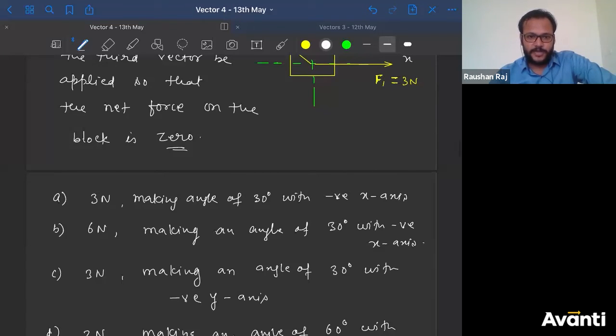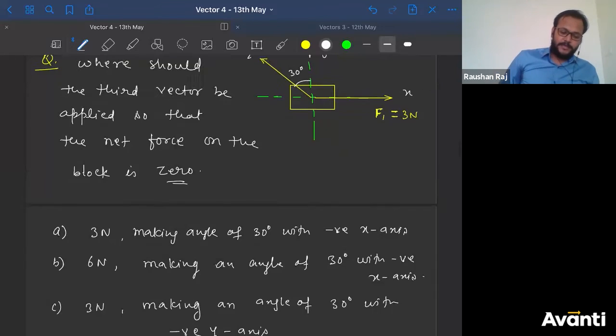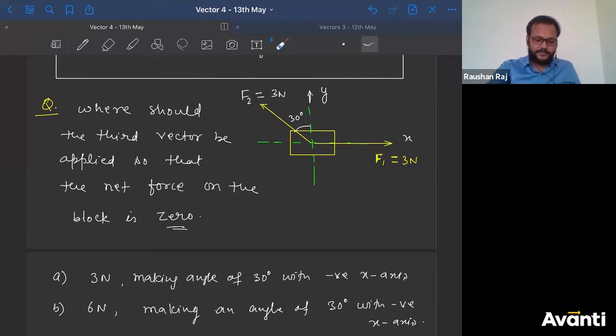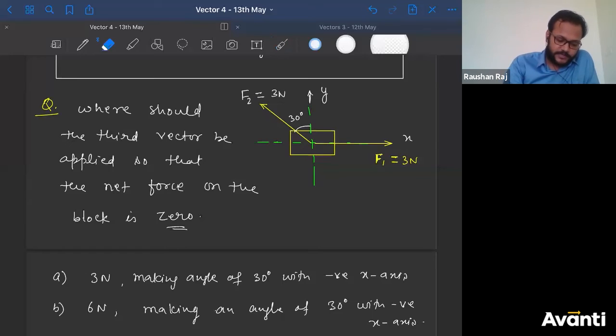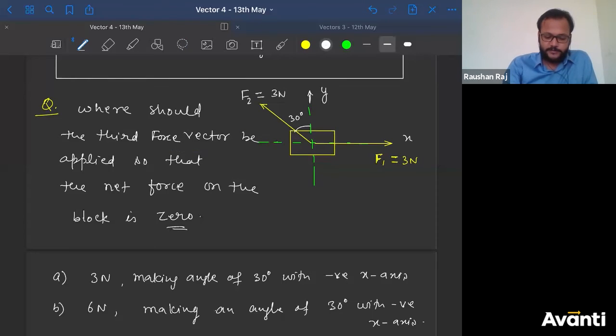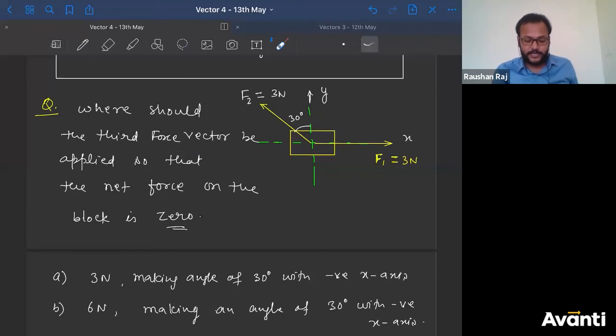चलो अभी सबको समझ में आ रहा है इसका मीनिंग, देखो क्या है। So what is the question here? They have said that there are two forces that are acting on it. What are those forces? F1 and F2. So we need to apply a third vector, or we need to apply a third force. Where should the third force vector be applied so that the net force on the block is 0? So where should I draw, where should I apply the third force so that the resultant is 0?